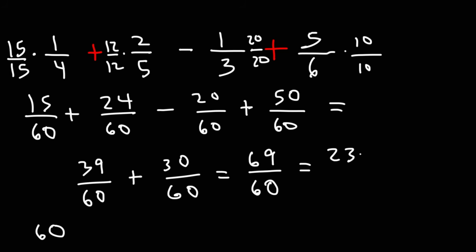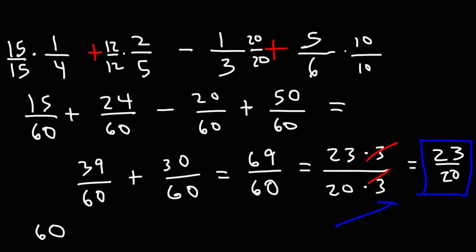69 is 23 times 3. 60 is 20 times 3. So we can cancel a 3, and we'll be left with 23 over 20. So this is going to be the sum of the four fractions. That's the final answer.